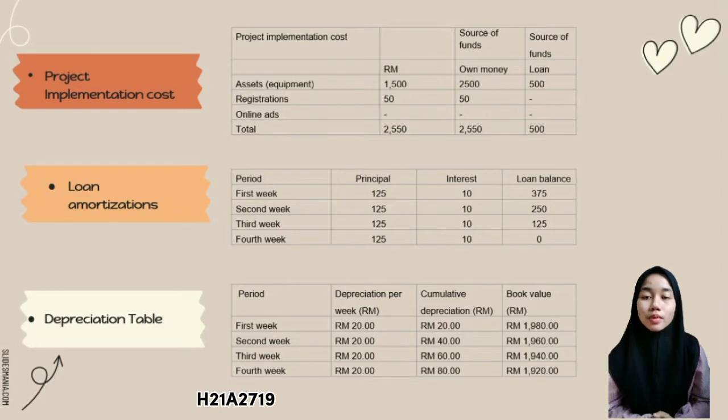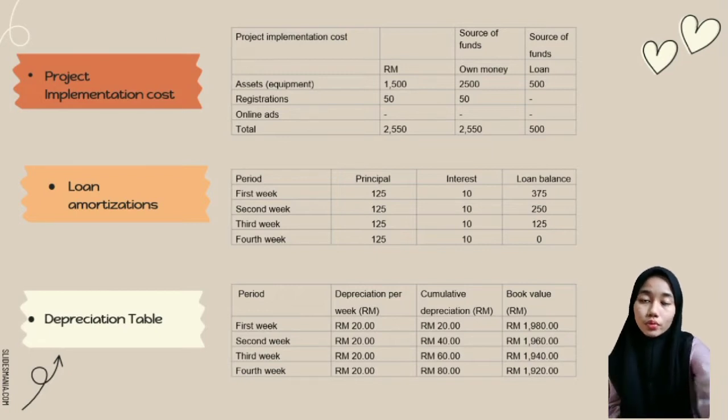Today I will present about the financial plan. Firstly is project implementation cost. There are two sources of fund, which are own money and loan. For assets, we use our own money about RM 2,500 and a loan of RM 500. Then for our regular expenses, we only use our own money, which is RM 50. Then we move to loan amortization. Our loan amount is 500. The duration is 4 weeks with an interest of RM 10 per week, and the principal is RM 125 per week. On the 4th week, the loan will end.